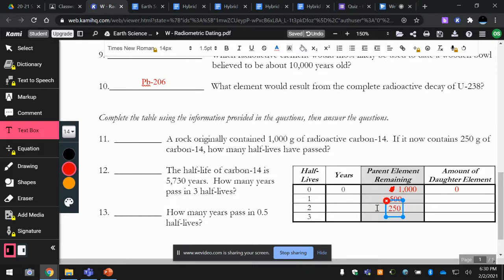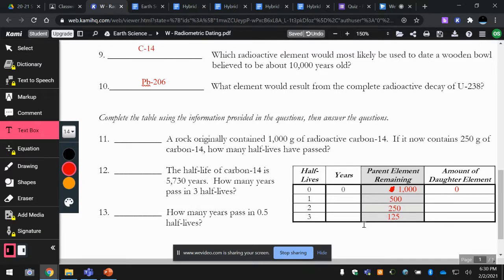And 250 turns into 125. So as you go through these half-lives, you continue to go on half each time. And our question here, if a rock originally contained 1,000 grams of radioactive carbon-14, it now contains 250 grams, how many half-lives have passed? And we would come here and see 250 and go read over here. The answer is 2.